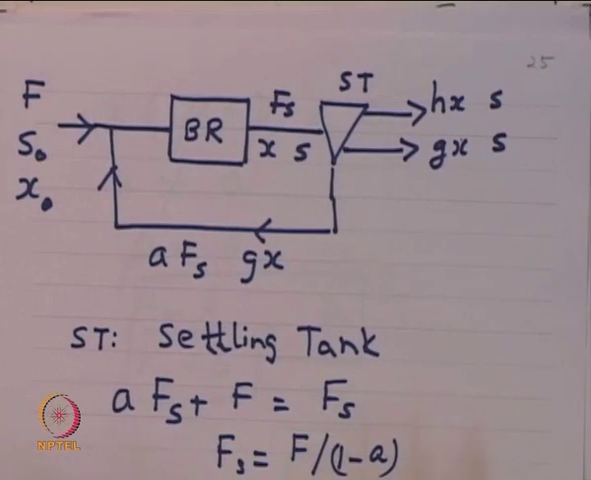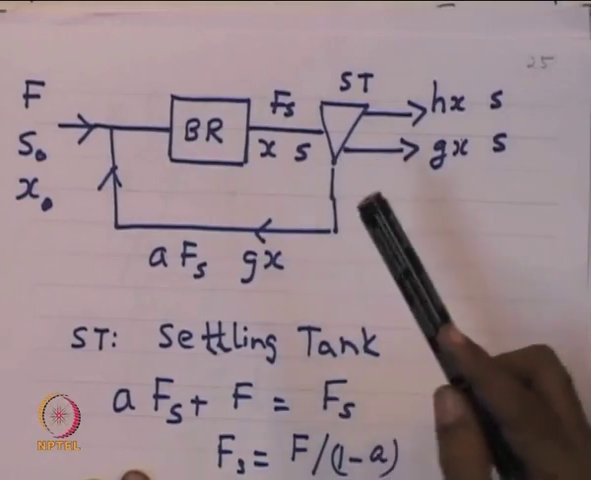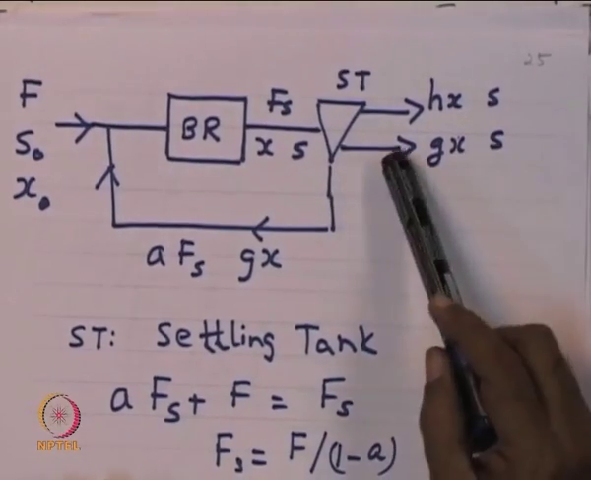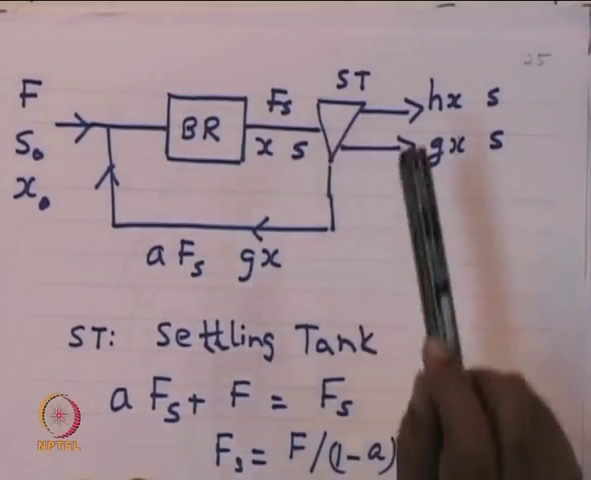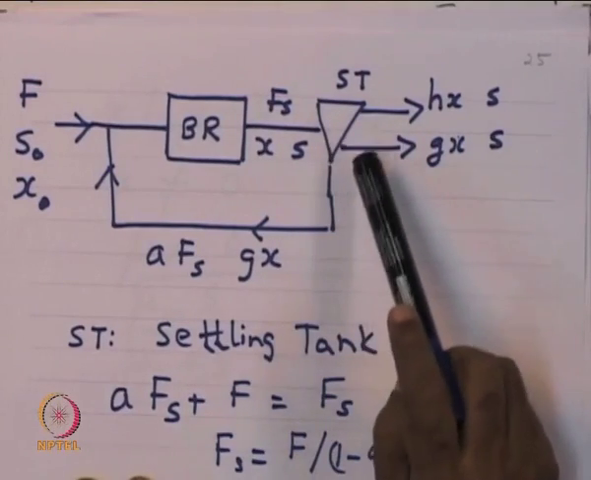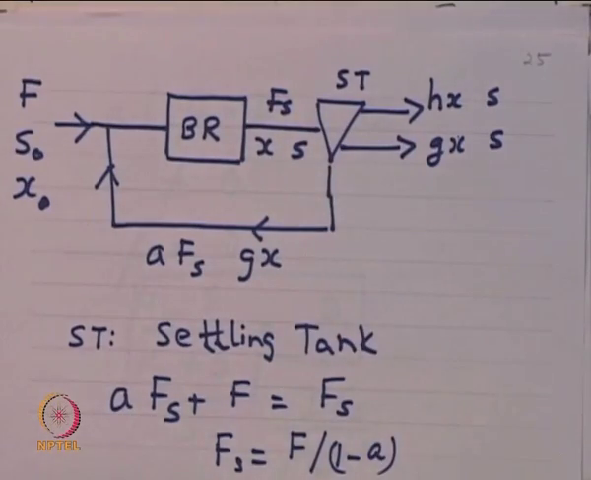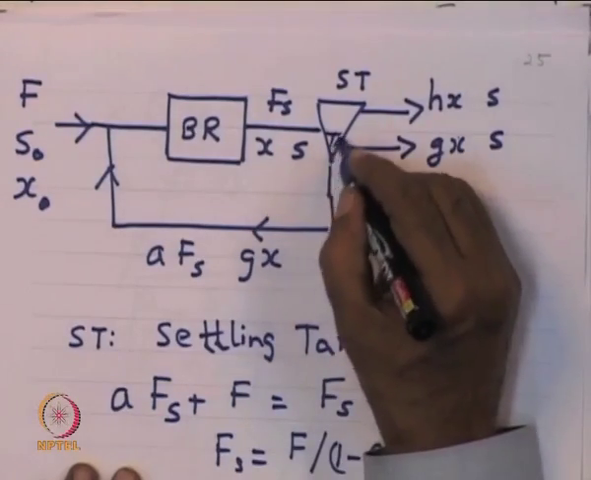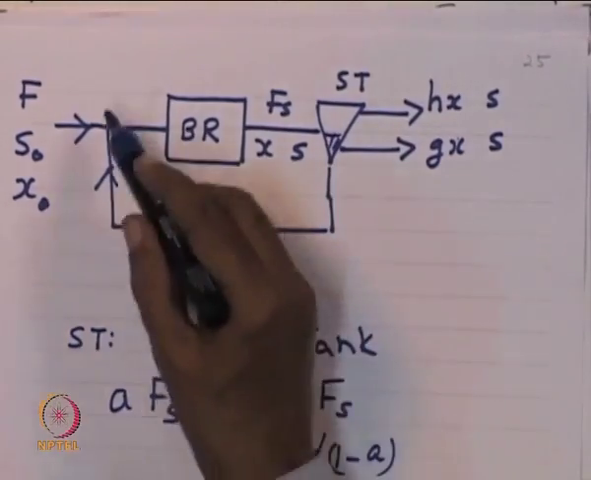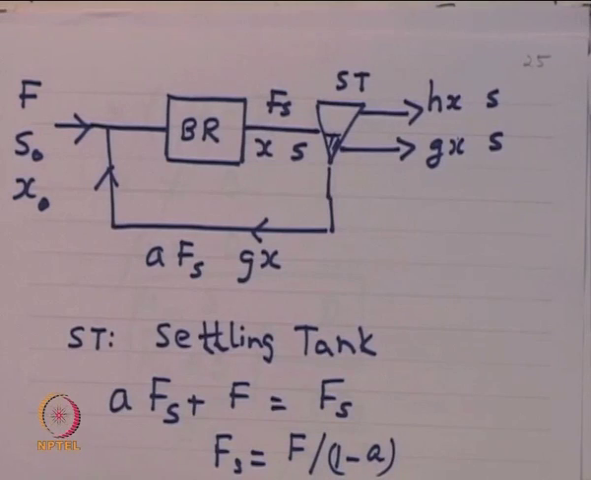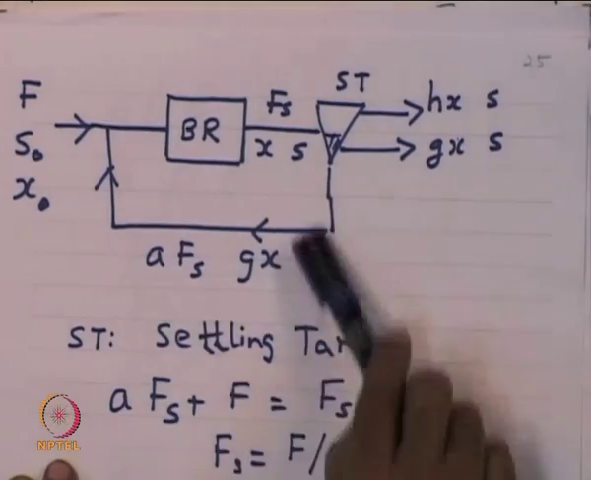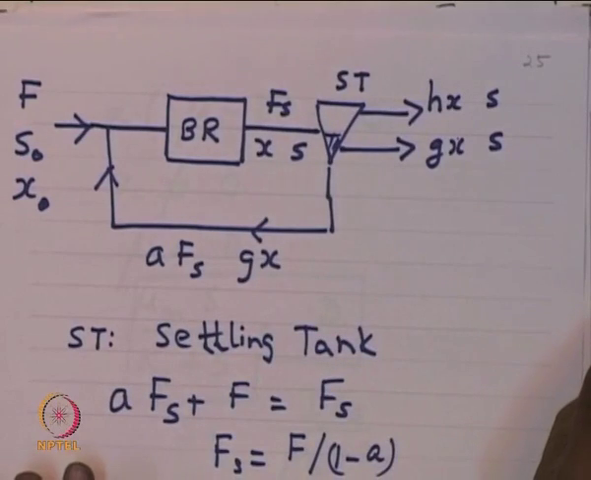You understand? This is what is done in the process industry. You put a settling tank because that is cheaper and etcetera, etcetera. There are some places where they use centrifuge also. So, you have a settling tank which gives you dense biomass somewhere here, okay. Somewhere here you get dense biomass, and part of that you put it back into the process, okay. Is this clear? Now, we want to see how the effect of this recycle, how does it help us? What does it do? We want to know.